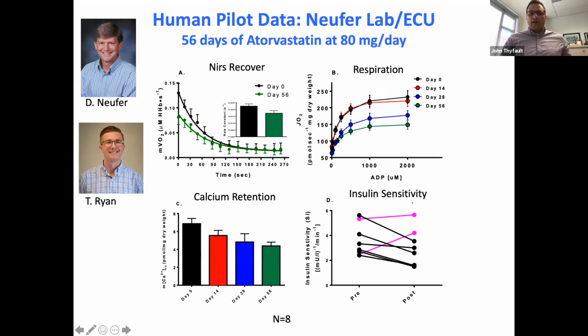What I want to highlight here is that by day 28, about 1 month out, there was a dramatic decrease in skeletal muscle respiration. Calcium retention also tended to go down, and insulin sensitivity went down in approximately 6 out of 8 subjects. They also used NIRS to measure mitochondrial function and saw a deficit there as well.